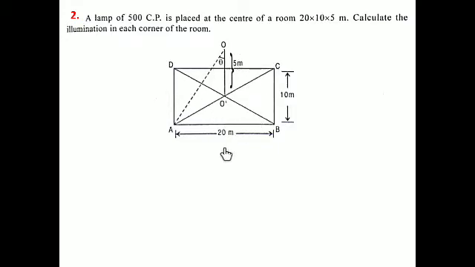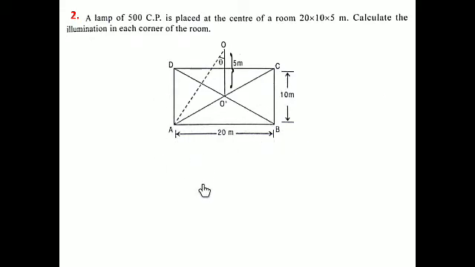Then the room size is length into breadth. The length is nothing but 20 meter, and the breadth is nothing but 10 meter. So length, breadth, height are mentioned here. Then this is the bulb location. This is the center of the room and these 4 points are the corners of the room. Now what we are going to find is this: the bulb at location O produces 500 candle power. We need to find the illumination values at the corners A, B, C, D from this distance.